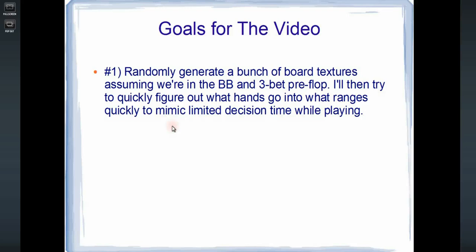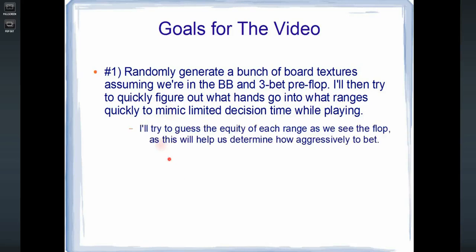I'll then try to quickly figure out what hands go into what ranges to mimic limited decision time while playing. As you know from my last few videos, I'm trying to give you an idea of what I do quickly, because you don't have time to write out all the hand combos when you're actually playing. I'll try to guess the equity of each range as we see the flop, as this will help us determine how aggressively to bet.